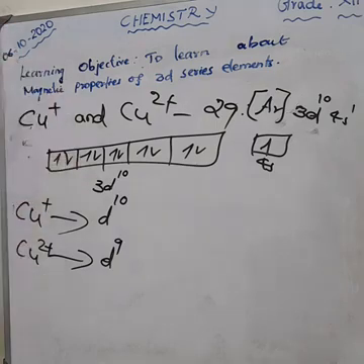These are very important one-word questions, and you should also find out the mu value. What about the mu value? I already told you about the mu value. Mu is equal to root of n into n plus 2. Here, what is the meaning of n? Number of unpaired electrons. You should write out the number of unpaired electrons. Do it. Next, the catalytic property.